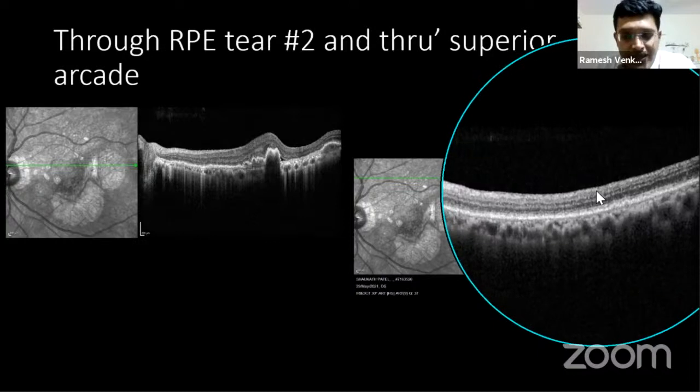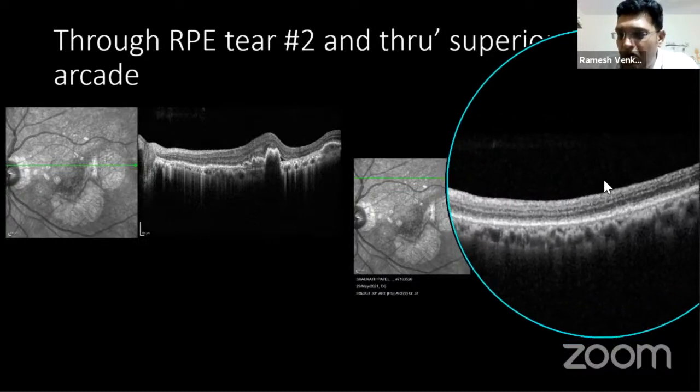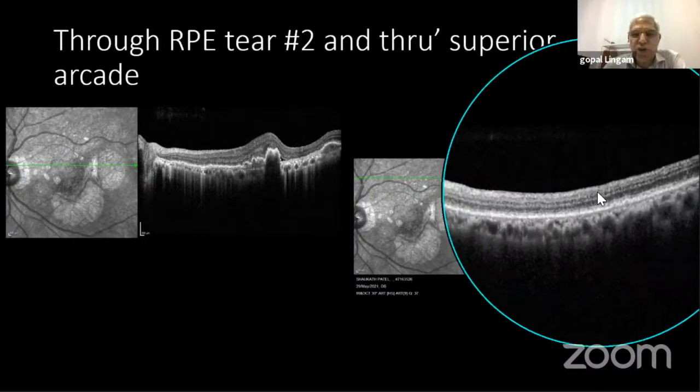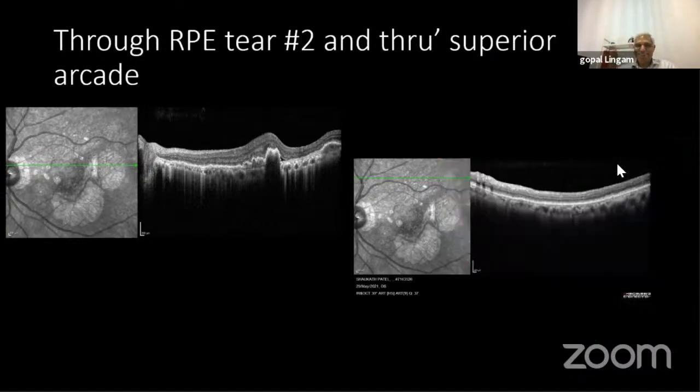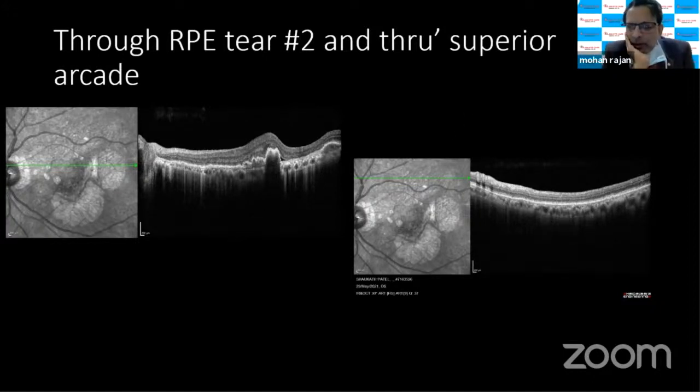Is there anything which I need to image him or work him up for? Angio. Do an angio. Okay. Can I ask a question to Ramesh? Yes, sir. And LG sir also.